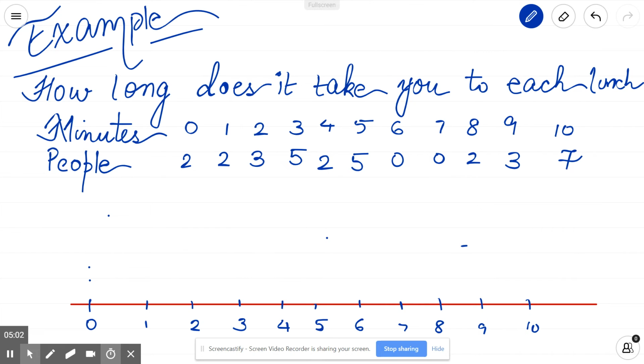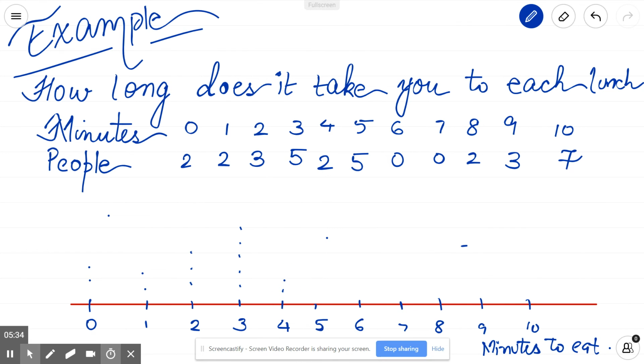Next, for 1 minute. Now I'll also label this side. It is the minutes they are taking to eat their lunch. And then for 1 minute, I have 2 people, 2 dots. And for 2 minutes, I have 3. So 1, 2, 3. Next up, I have 3 minutes, 5 people. 1, 2, 3, 4, 5. 4 minutes, 2 people. 1, 2.